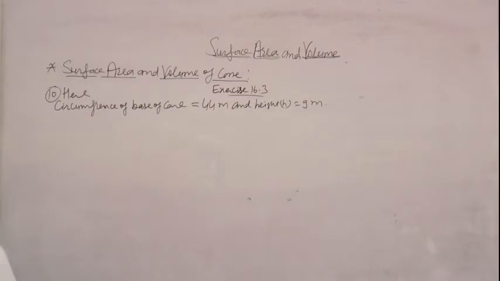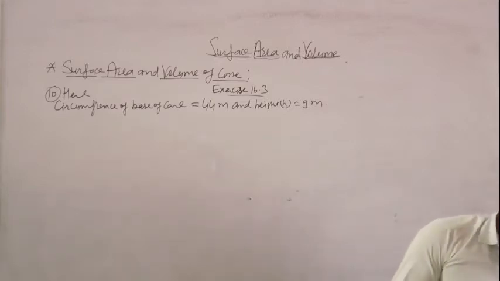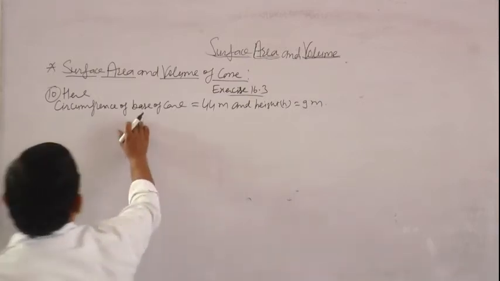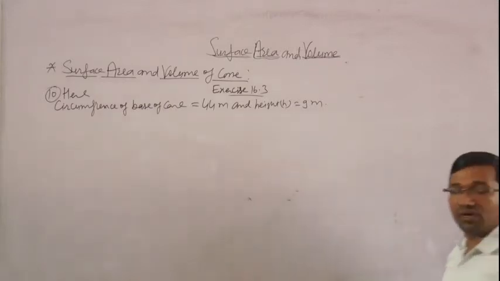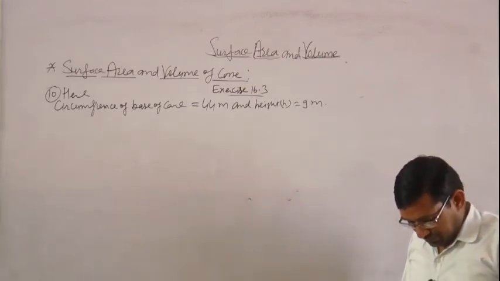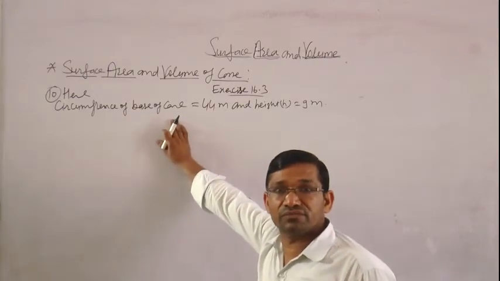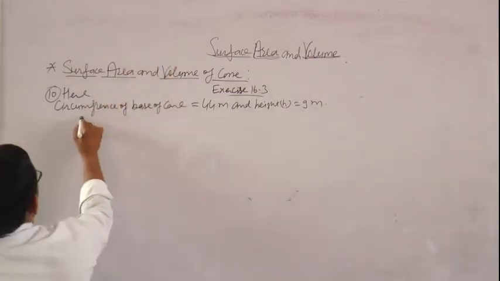Height is 9 meter. These values are given. Find the volume of air inside it. Volume of air means capacity of the conical tent. Circumference of the base of the cone, because the base of a cone has a circular shape. So circumference of the base of the cone means circumference of a circle, and circumference of a circle is 2 pi r.